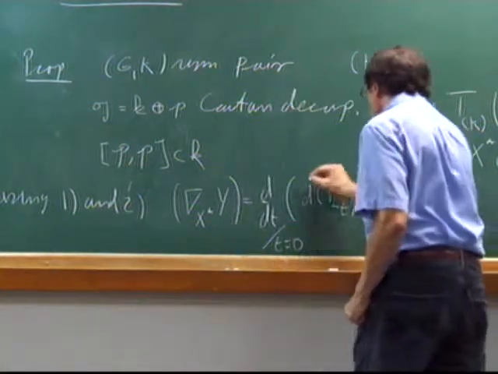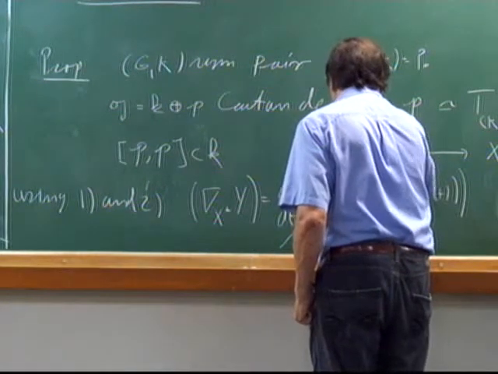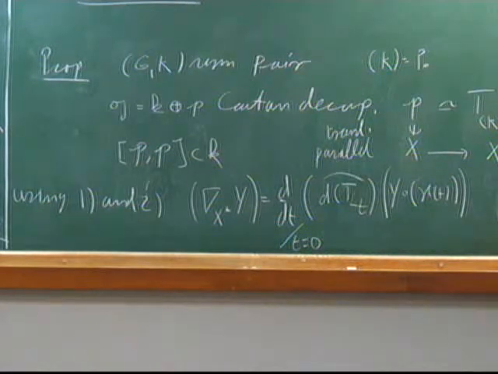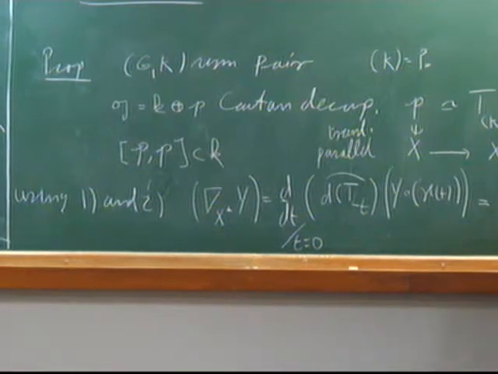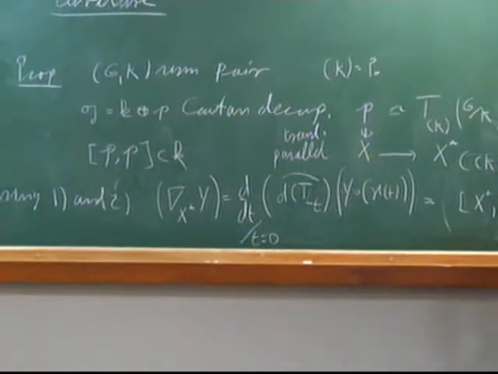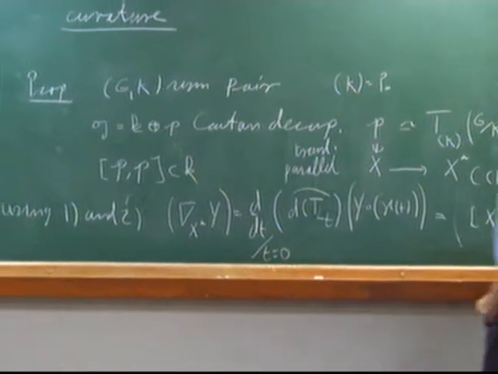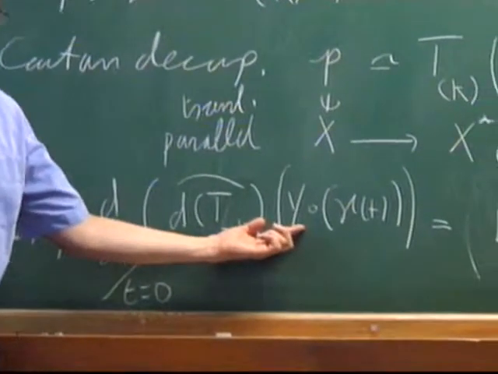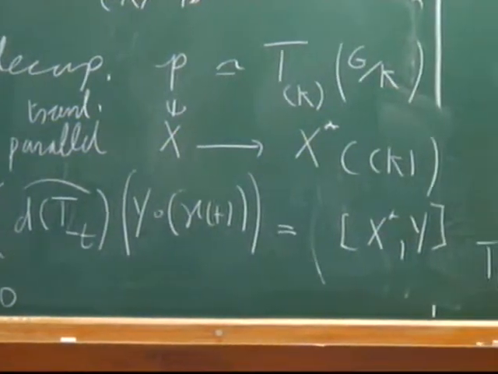That's because this part here was parallel translation. That was a basic property of transvections. And this is then also the Lie bracket between X star and Y, because φ_t is the flow of X star. So then I'm just pulling back with the flow to a fixed point, the vector field Y here. And that's one way to compute the Lie bracket. Okay.